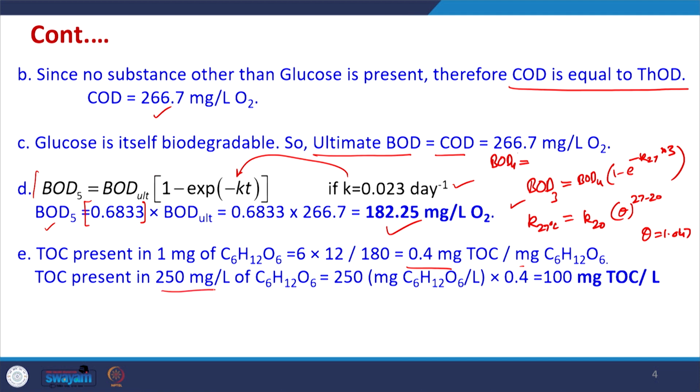So, from 250 we can calculate, and it will come out to 100 milligram of TOC per liter. So, through this we can calculate. This particular question gives a lot of idea of how we can calculate the different values if we know beforehand what is present in the water and what the concentration is. So, this was a simple case where only fully biodegradable glucose was present in the water, with no other compound present.